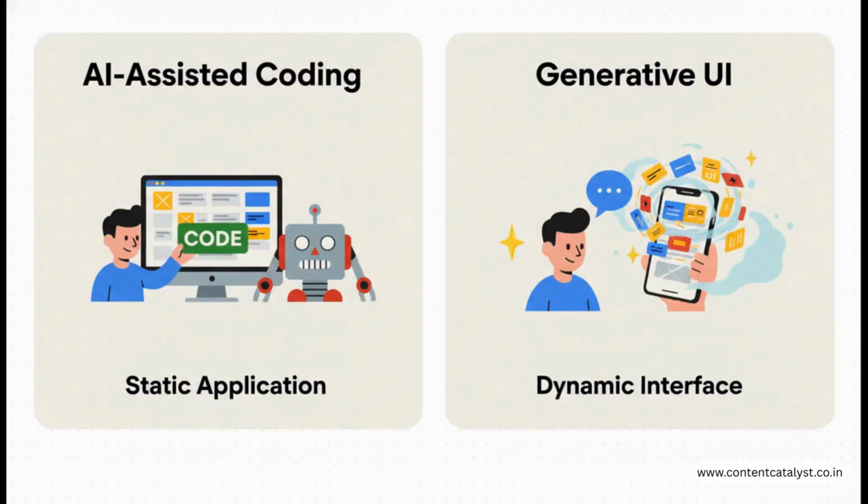Now, it's really important to get the difference here. On one side, you have AI-assisted coding. The AI is like your super smart pair programmer, helping you write the code for an app that's, well, pretty much static once it's built. But on the other side, you have generative UI. Here, the AI is more like an architect, dynamically building and rebuilding the interface itself based on what the user is saying.